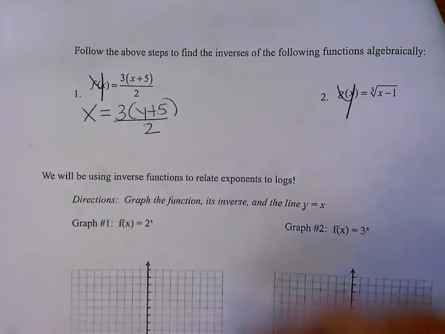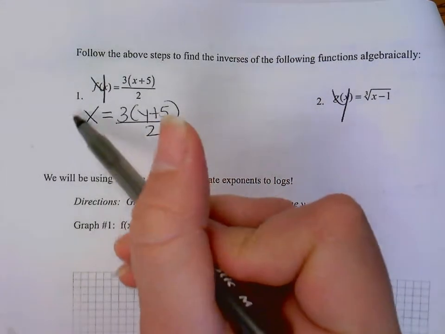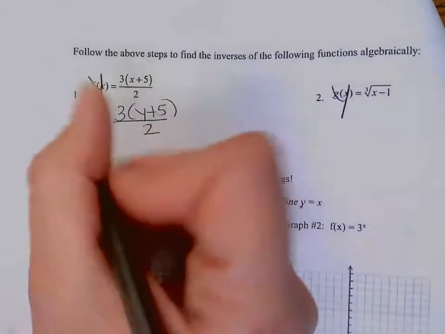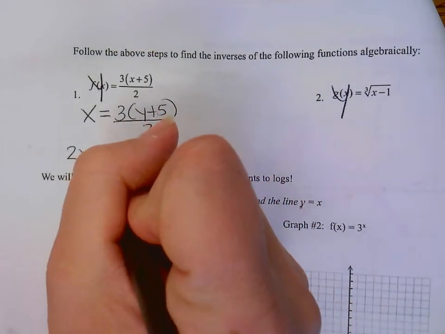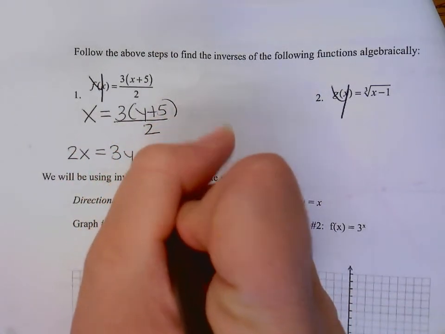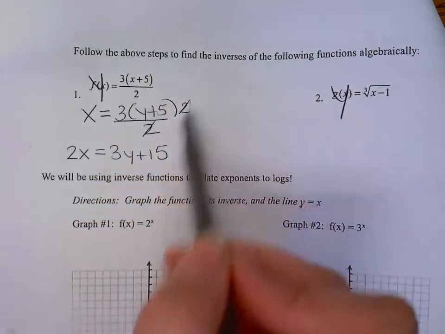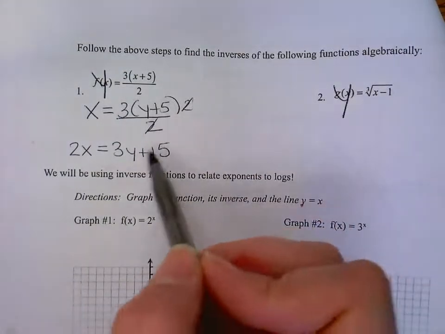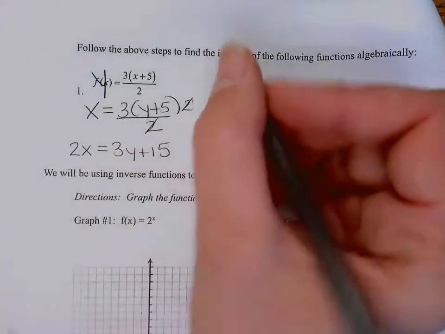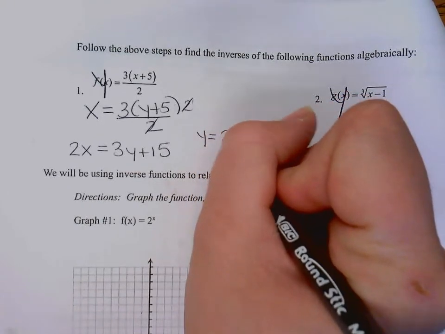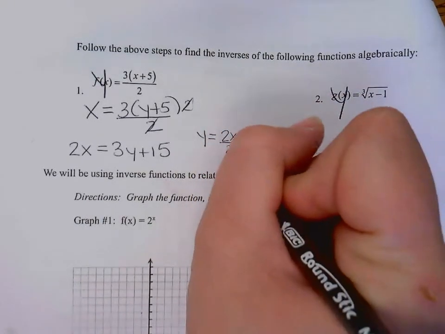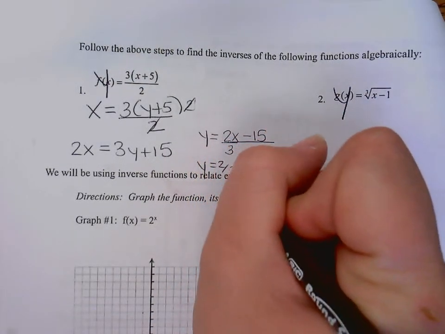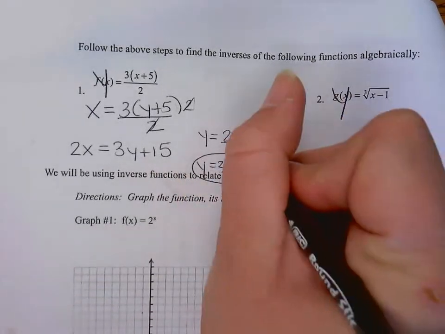Did you multiply by 2 to the other side, and then did you either distribute the 3 or did you divide by 3 first? You might have done two different paths, I'm not sure. So let's pretend you distributed the 3. So I multiplied the 2 to the other side and I distributed the 3. Subtract 15 and divide by 3, right? So I would have y equals 2x minus 15, and you could write it all over 3 if you wanted to. You could write 2/3 x minus 5 if you wanted to.